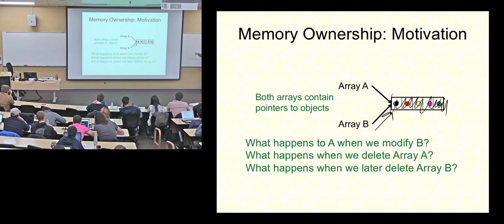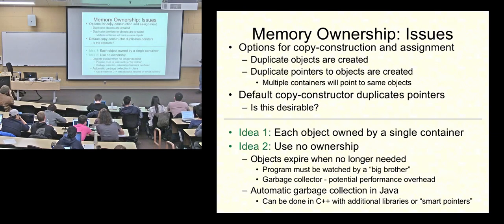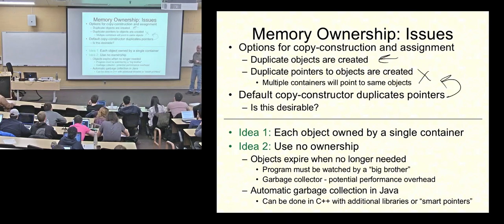So all kinds of problems happen when we have these shallow copies, when we have two different objects pointing to the same block of dynamic memory. So we should have duplicate objects created. We don't want to have multiple pointers to the same objects. If we do the default copy constructor, then what we get is what we don't want. We get the issues we just talked about. We get two things that point to the same object, all kinds of problems happen. So there's two ideas of ways to solve this.